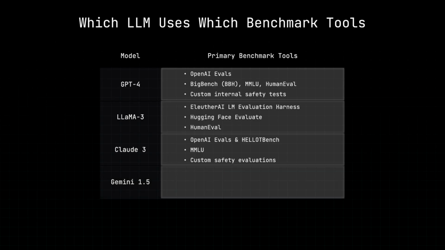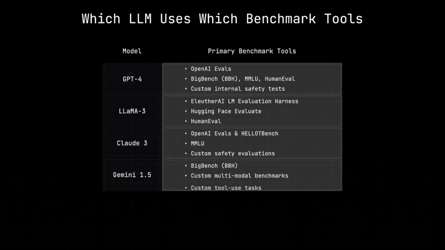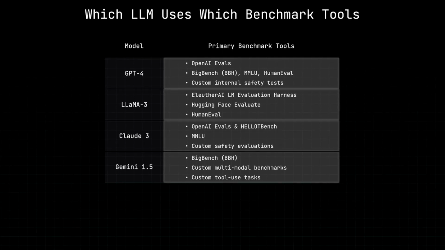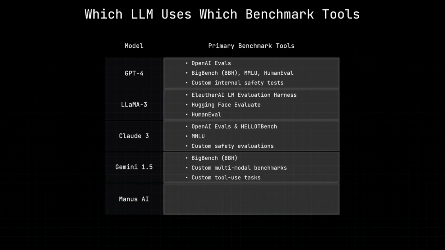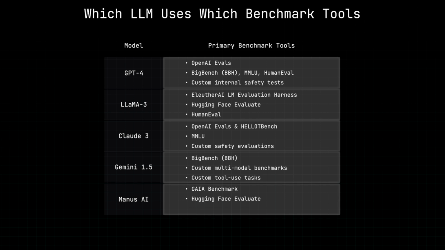Gemini 1.5 from Google is evaluated with BIG-bench for multitask reasoning and custom in-house benchmarks that test its multimodal and tool use capabilities, plus GAIA. Manus AI by Monica Butterfly Effect stands out by primarily using the GAIA benchmark, which focuses on real-world reasoning and multimodal processing. It's also evaluated with Hugging Face Evaluate for supplementary language quality and custom tests that emphasize autonomous multi-step task execution.